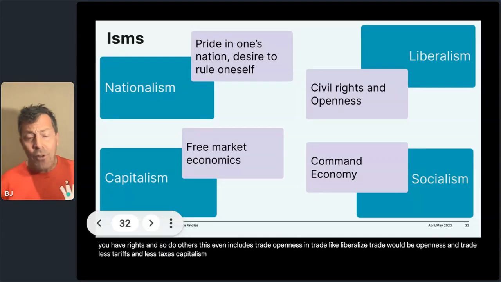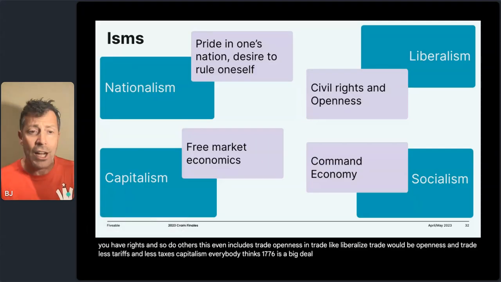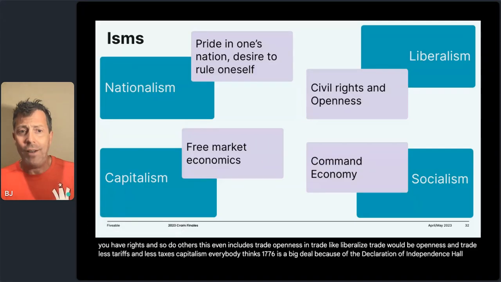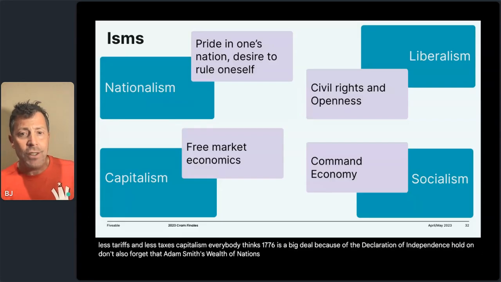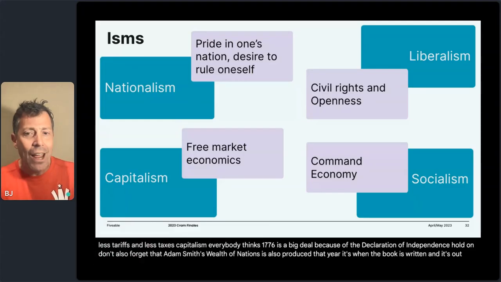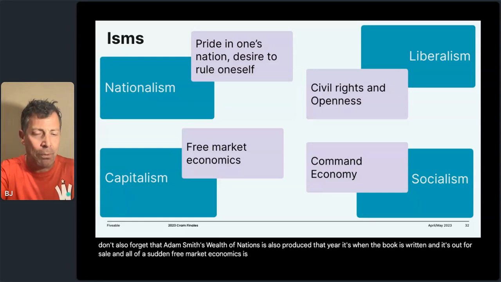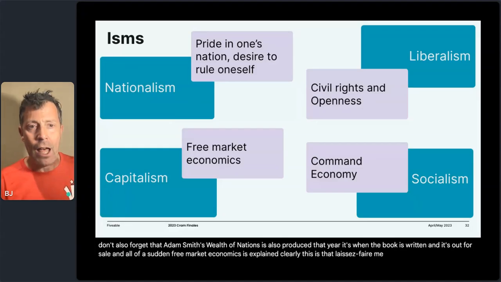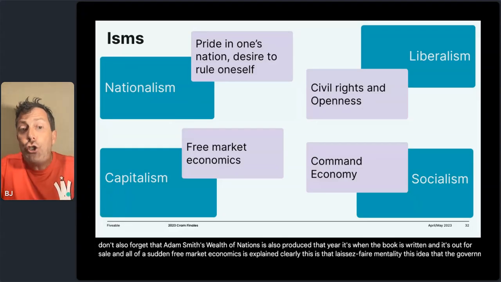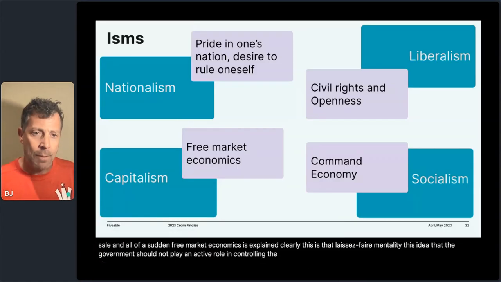Capitalism. Everybody thinks 1776 is a big deal because of the Declaration of Independence. Hold on. Don't also forget that Adam Smith's Wealth of Nations is also produced that year. It's when the book is written and it's out for sale. And all of a sudden, free market economics is explained clearly. This is that laissez-faire mentality, this idea that the government should not play an active role in controlling the economy.